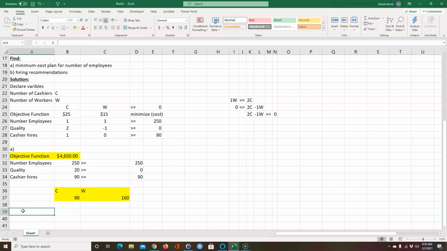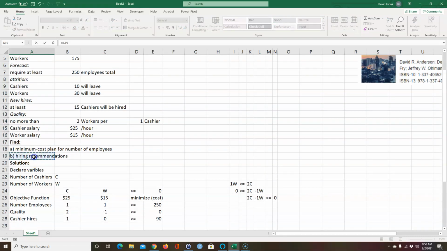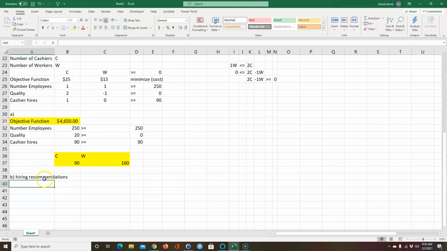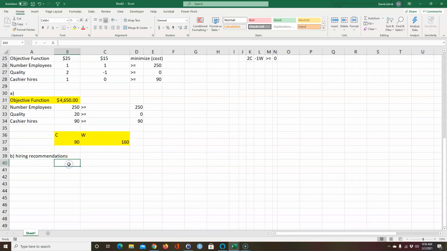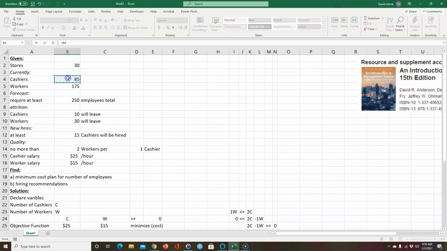All right. So B, we want to do the staffing recommendation, right? Hiring recommendation. Let me just go equals B. I don't have to type it again. And I'll go C and W. So how many people do I want to hire? Well, I need 90, right? So it's going to be equal to 90. Well, I already have 85, right?